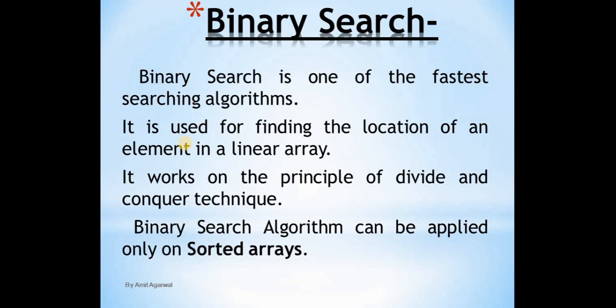So binary search is one of the fastest searching algorithms. It is used to find the location of an element in a linear array. It works on the principle of the divide and conquer technique. Means we divide the given array into parts and then try to conquer the element that we want to search. Note, binary search algorithms can be applied only on sorted arrays. Means we need to have the array sorted in ascending or descending order depending upon our choice, and we can find our given element, but that was not the case in linear search.